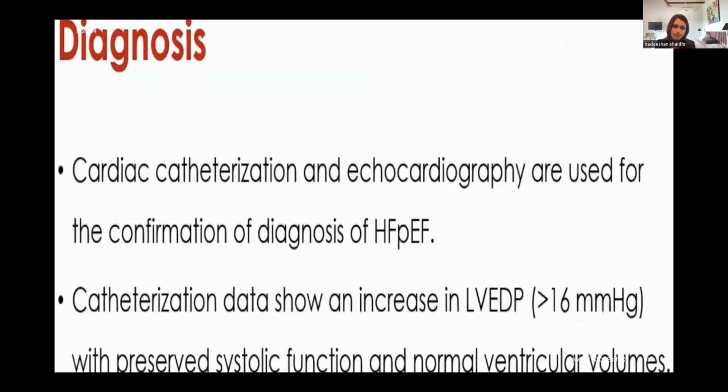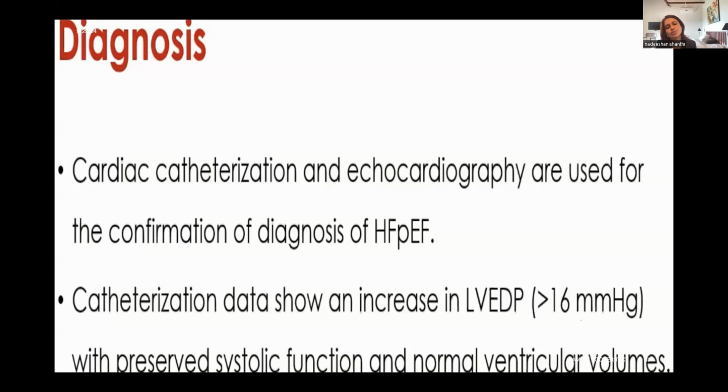So how do you diagnose? Because in chronic kidney disease patients, we can't go by NT-proBNP or BNP levels, as mentioned. If it's negative, then of course we have excluded heart failure. But if it's positive, we can't say whether it's due to chronic kidney disease or heart failure. So the ideal thing is cardiac catheterization. If it shows increased left ventricular end diastolic pressure with preserved systolic function, that means the patient has heart failure with preserved ejection fraction.